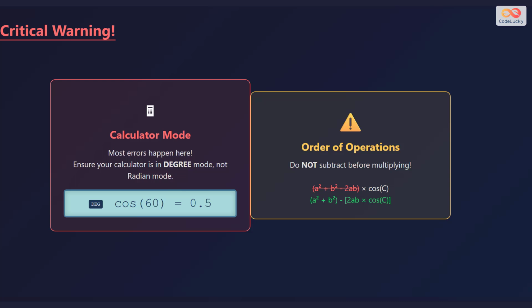Before you go, a critical warning. When typing this into your calculator, ensure you are in degree mode, not radian mode. Also, follow the order of operations. Do not subtract the 80 from 89 before multiplying by the cosine. Multiply first, then subtract.